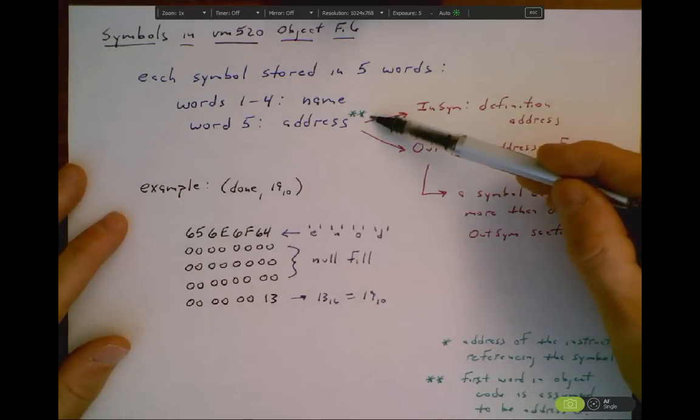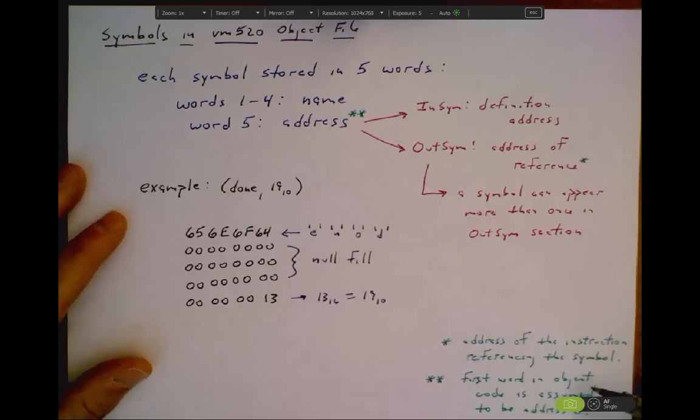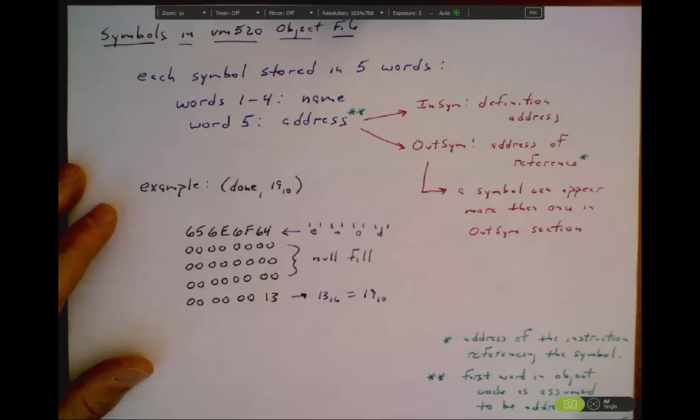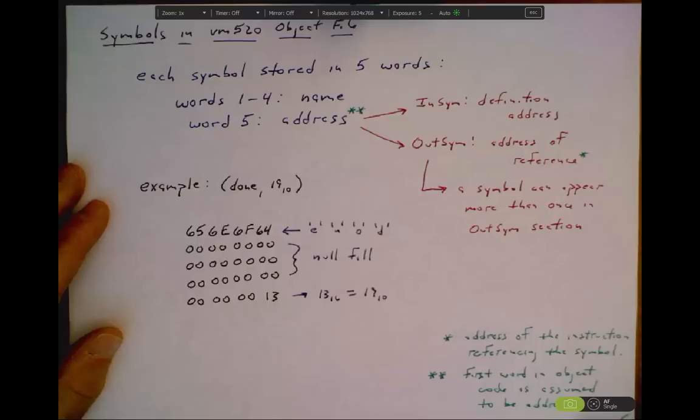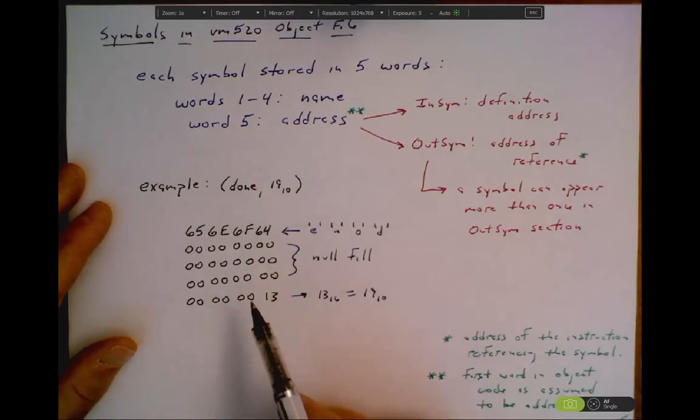Maybe I should go back to this word address that I put these 2 asterisks by, and I'm assuming that these addresses are now relative to the beginning of the file, where the beginning of file is assumed to be at address 0. So if the in symbol was defined as the first word in the file, it would have address 0 in the in symbol section. This example shows you how the names are packed into the 4 words.